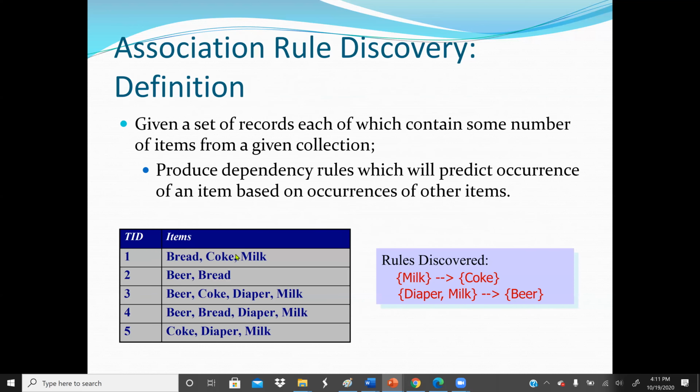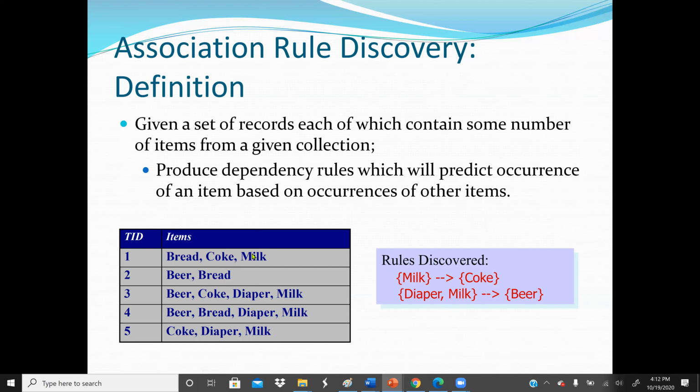So customers 1, 3, and 5 bought milk and Coke. That means the support will be 3 over 5, 3 over the total. But confidence will be, if we have milk and Coke, we find how many people buy milk and they buy Coke, divided by how many people buy milk.